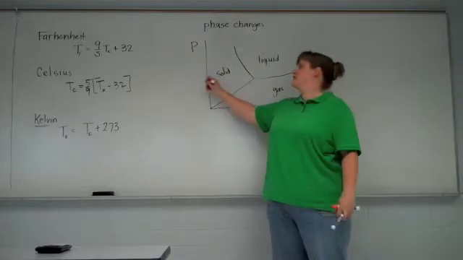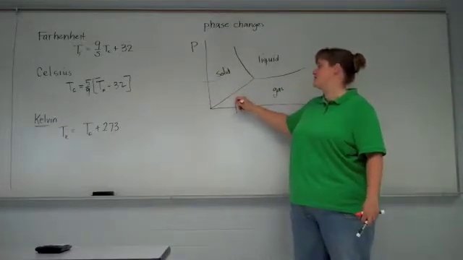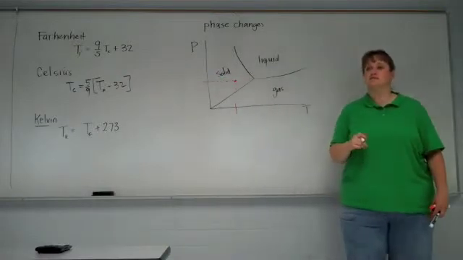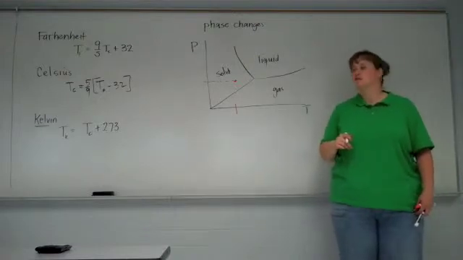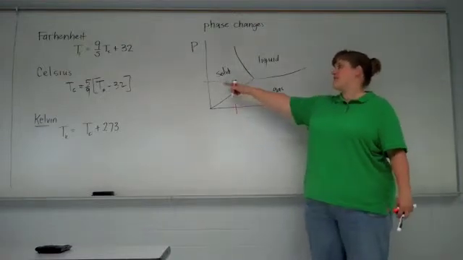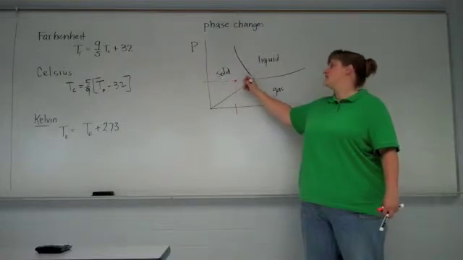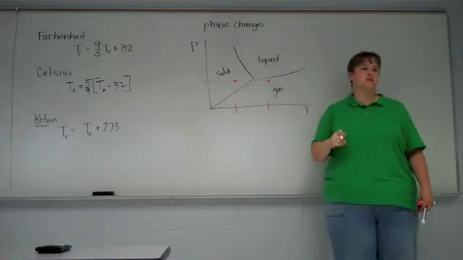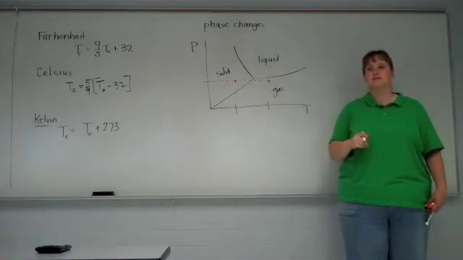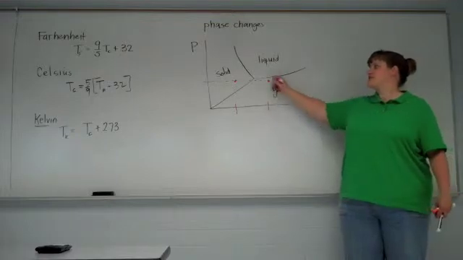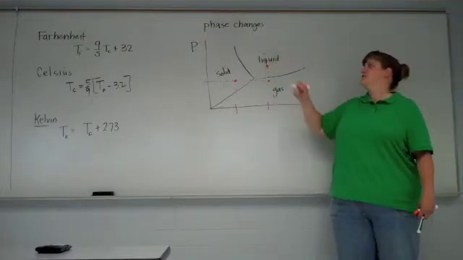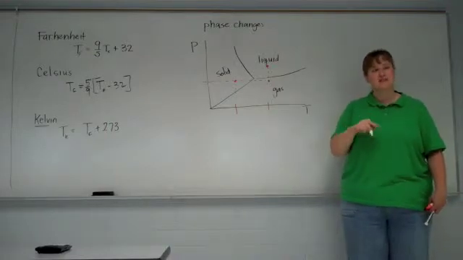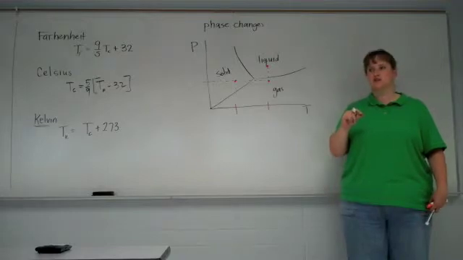So for example, for this pressure and this temperature, our object would be a solid, whatever this material happened to be. But if I keep the same pressure and increase the temperature to some higher value, our object will now become a gas. If I keep the same temperature and increase the pressure, it can be a liquid. So pressure and temperature together determine what phase your material is in.